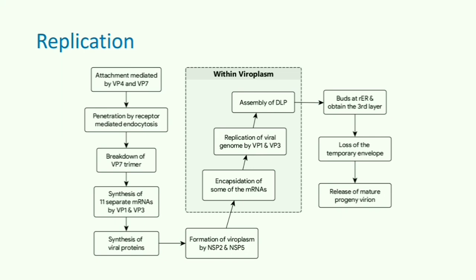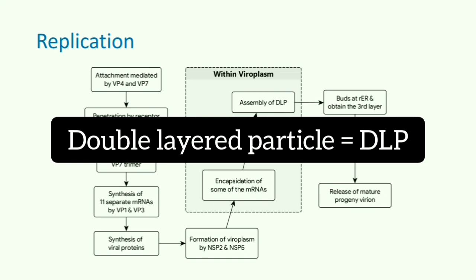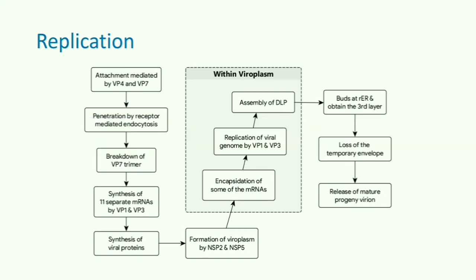As I have said earlier, VP7 exists as a trimer. This trimer is broken within the endosome, and the outer layer composed of VP4 and VP7 is lost, leaving a double-layered particle or DLP. Then 11 mRNA transcripts are synthesized from the 11 segments of the viral genome by the RNA-dependent RNA polymerase VP1 and mRNA capping enzyme VP3.